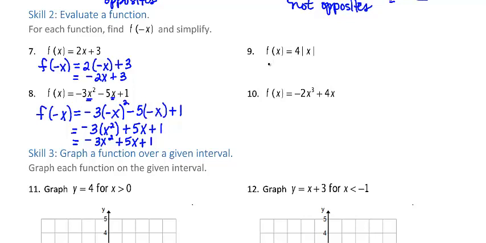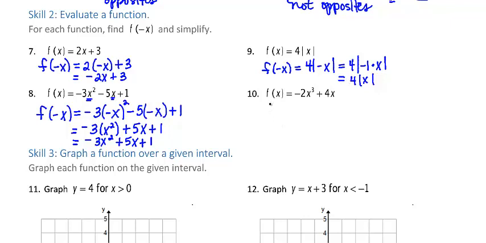And then f of negative x for the function four times the absolute value of x would be 4 times the absolute value of negative x. But we can think of that as 4 times the absolute value of negative 1 times x. And if we take the absolute value of negative 1, we're just going to get 1. So this is equivalent to 4 times the absolute value of x. Right? A number and its opposite have the same absolute value, so those are equivalent expressions.